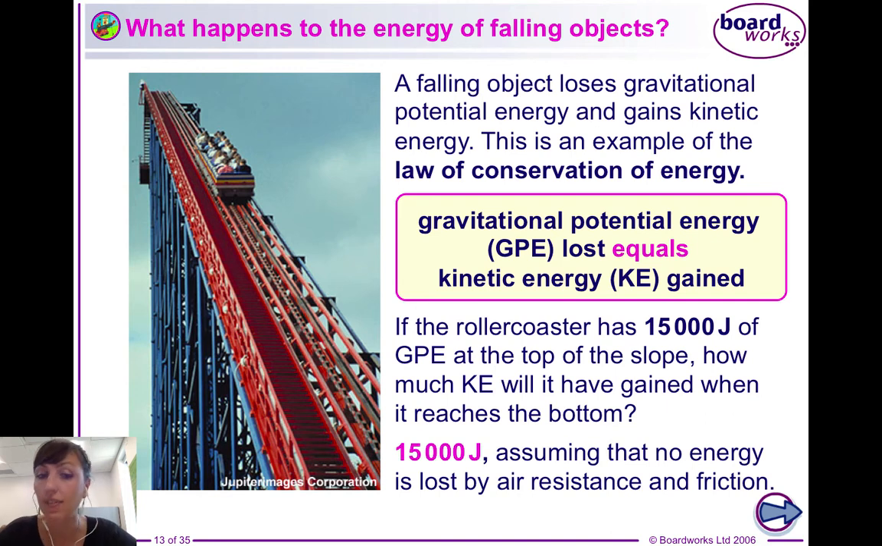And you guessed it, 15,000 joules. This is assuming that no energy is lost to air resistance and friction, which we know is not a safe assumption to make, but it is a safe assumption when you're doing Cambridge problems on an exam. Once you get into a higher level of engineering, you would always have to take those things into account.